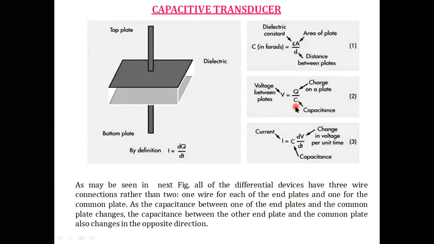In terms of voltage, it is given by V is equal to Q by C, where V is the voltage between the plates, Q is charge on a plate, and C is capacitance. In terms of current, I is equal to C dV by dt, where I is current, dV by dt is change in the voltage per unit time, and C is capacitance. In this way, we can find out the capacitance, voltage, and current from these different formulas.